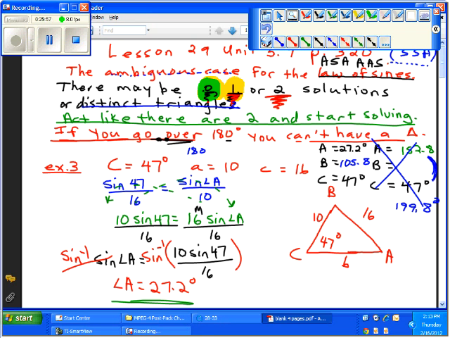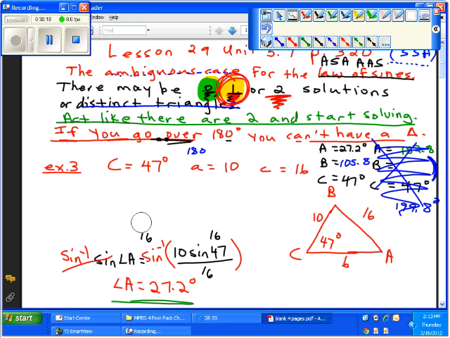So option 2 of angle A already puts me over 180, which means that option 2 is not an option. So I still just have one distinct triangle or one solution.